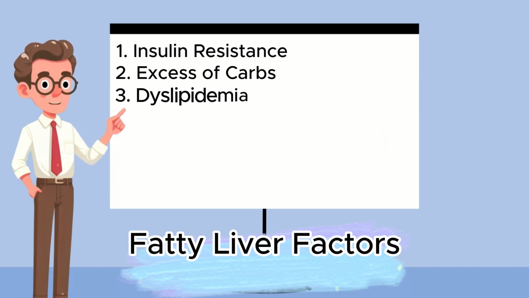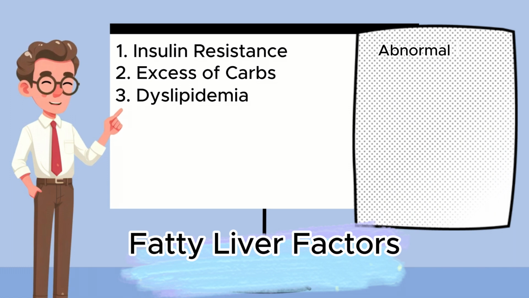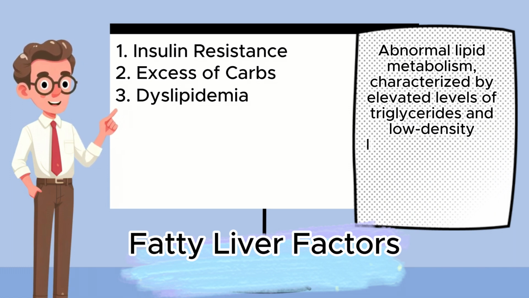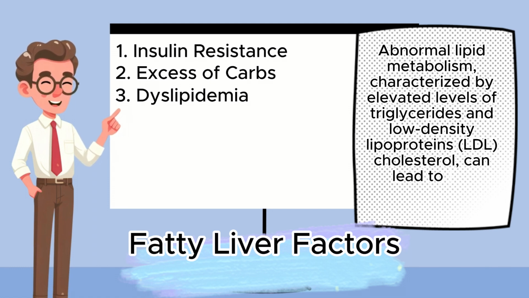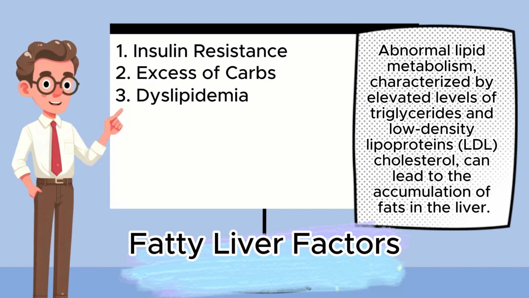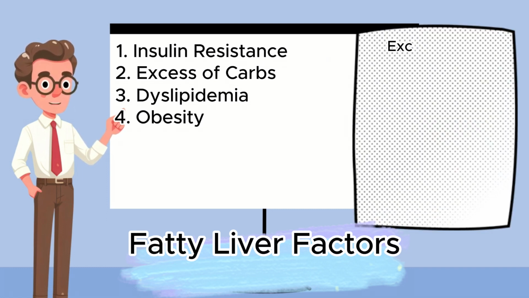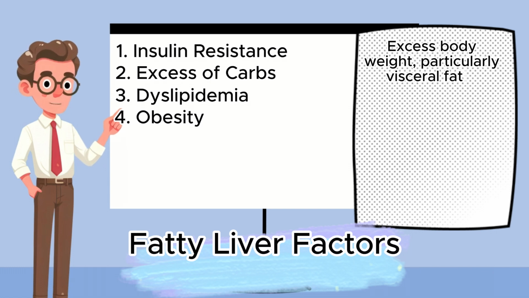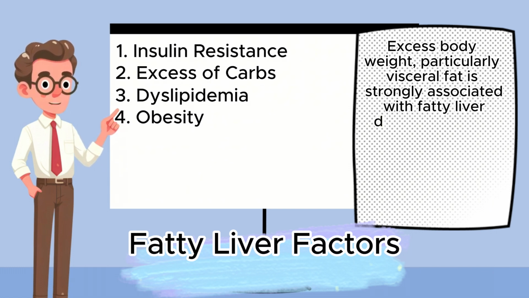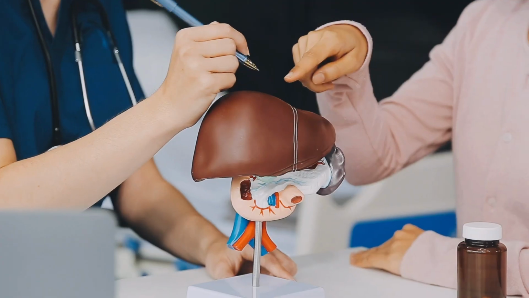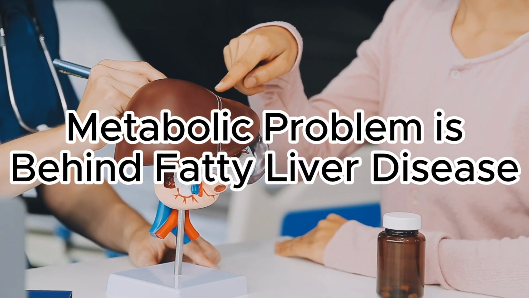Number 3. It's dyslipidemia. Abnormal lipid metabolism, characterized by elevated levels of triglycerides and low-density lipoprotein (LDL) cholesterol, can lead to the accumulation of fats in the liver. Number 4. It's obesity. Excess body weight, particularly visceral fat, is strongly associated with fatty liver disease. Obesity promotes insulin resistance and inflammation, both of which contribute to liver fat accumulation. Metabolic problems are behind fatty liver disease.